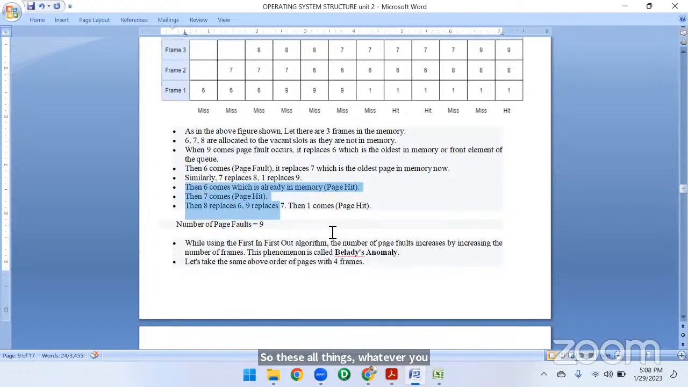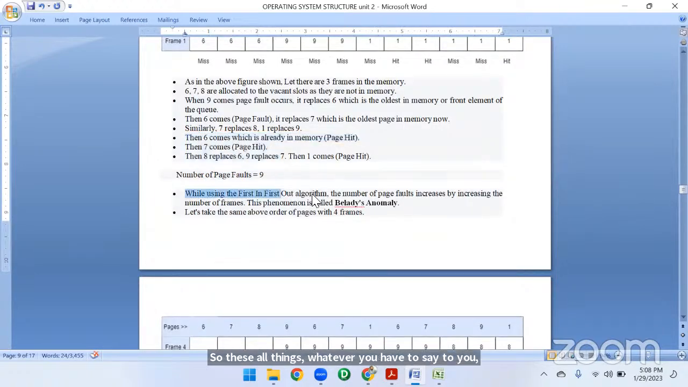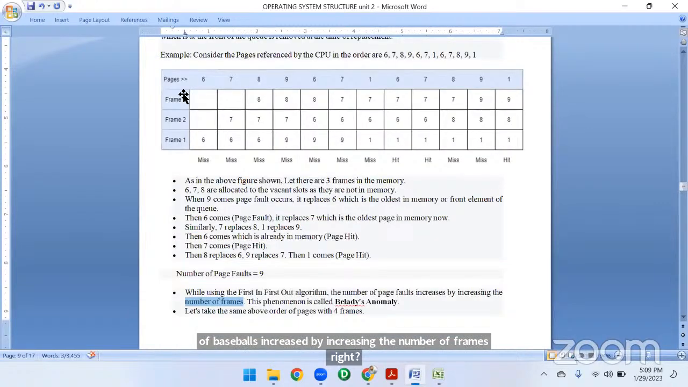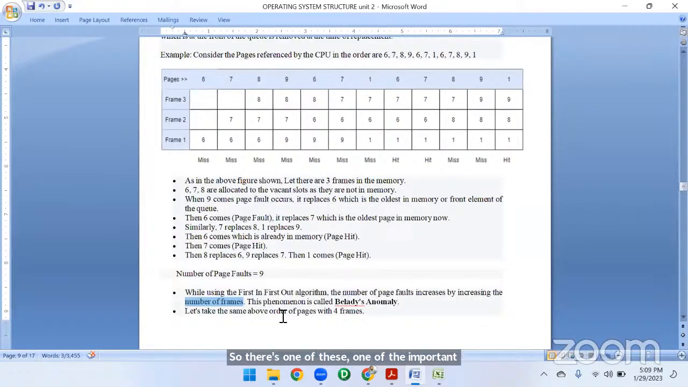Yeah. So while using the first in first out anomaly algorithm, the number of page faults increases by increasing the number of frames, right? So this is one of the important points. So when we increase the number of frames here, the faults are also going to increase.